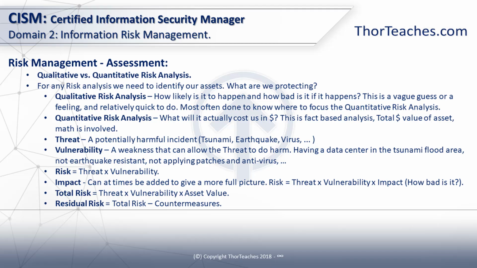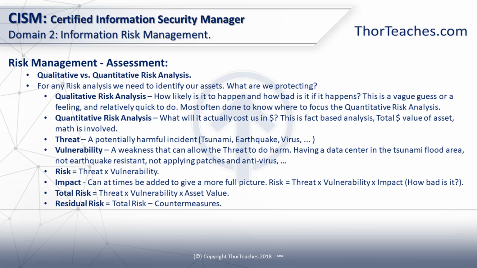A tsunami might be a threat, but if your data center's up in the mountains, it's not a vulnerability. For you it might be snow, volcanic activity, whatever else can harm you in your area. And when we look at risk, the risk is the threat multiplied by the vulnerability. And we do at times also add impact, another vector to the equation. In that case, the risk equals threat times vulnerability times impact. It's how bad it is.